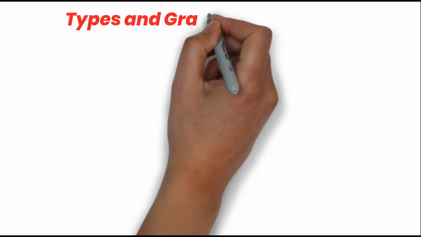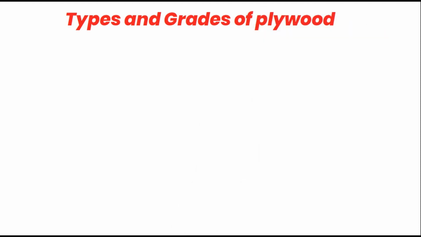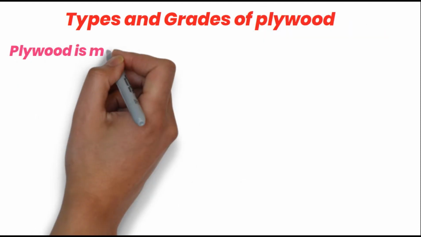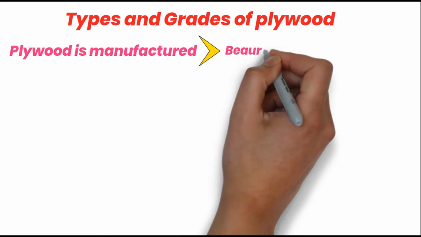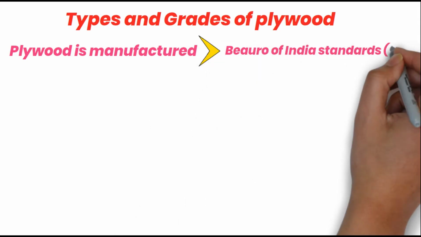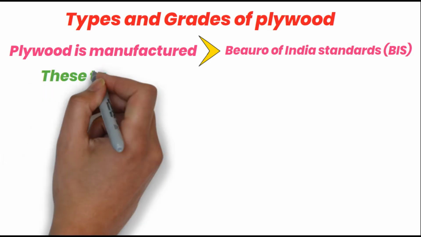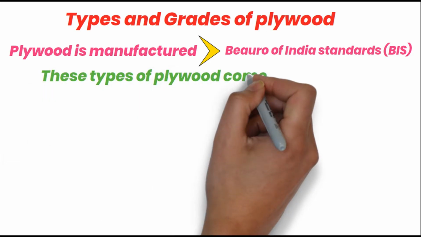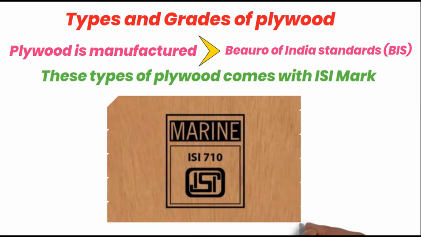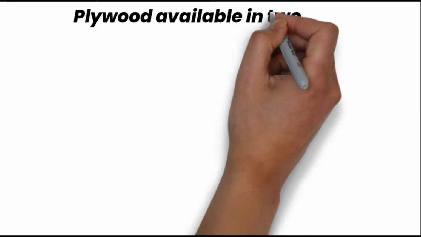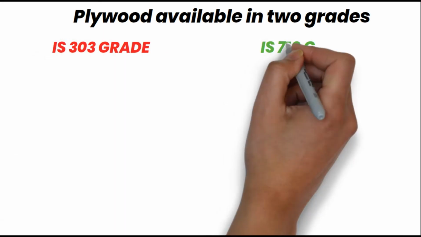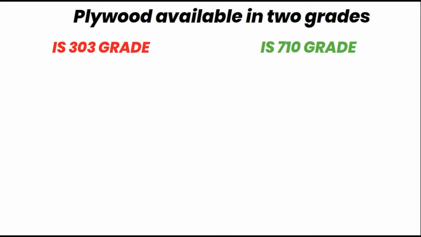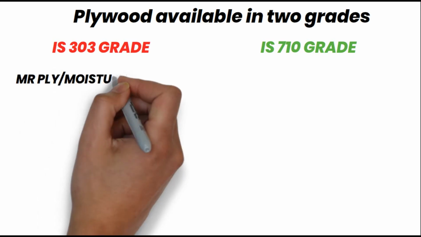What are the types and grades of plywood commonly available in the market? The plywood is normally manufactured as per the Bureau of Indian Standards or BIS. These types of plywoods come with an ISI mark, just like what is shown in this figure. Plywood is available in two grades, that is IS 303 grade and IS 710 grade. It is also called 303 grade ply and 710 grade ply.